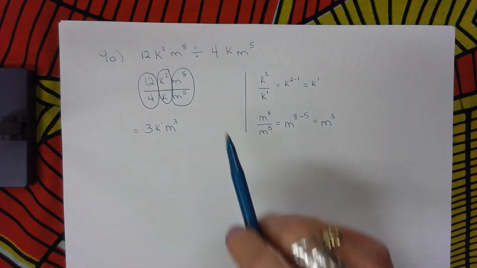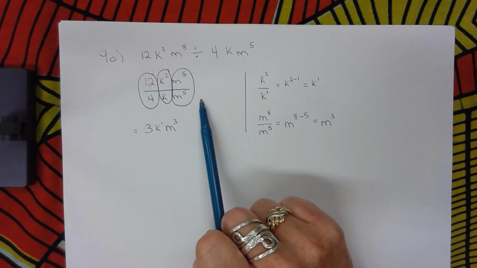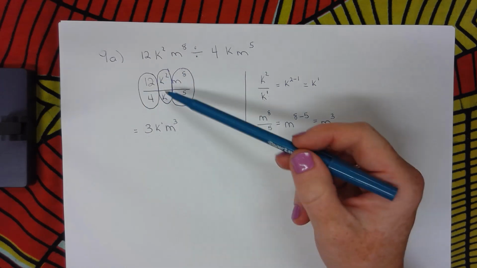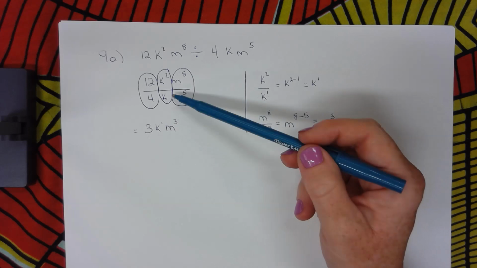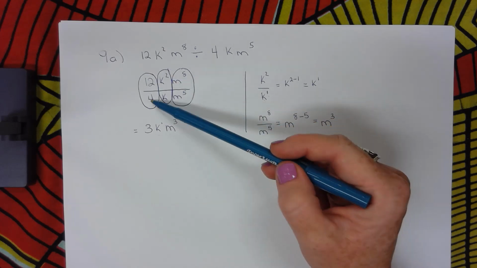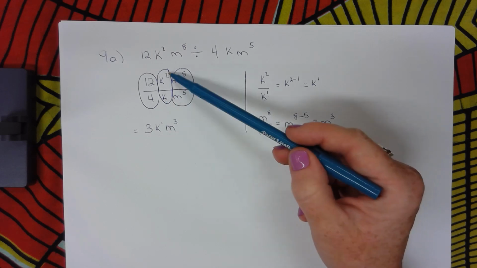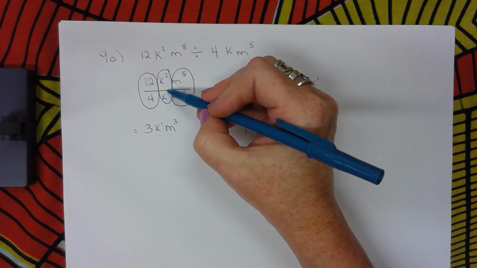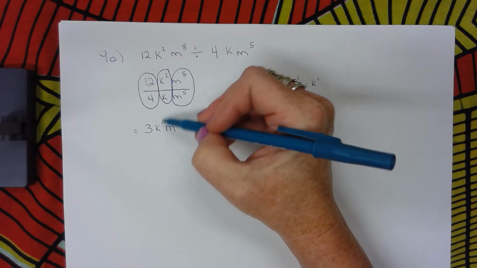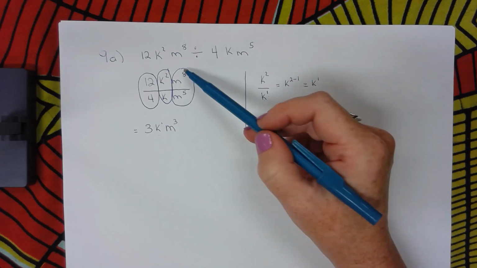So just once again, when you have a division question, it's often easier to write it as a numerator and a denominator. Then you look for like bases and things that you can actually divide. So each of these pieces can be divided separately. So we're going to divide 12 by 4 and we get 3. We're going to divide k squared by k, so 2 minus, and remember there's an imaginary 1 here, so 2 minus 1 is 1. And then we're going to divide m to the 8 by m to the 5th, so 8 minus 5 is 3.